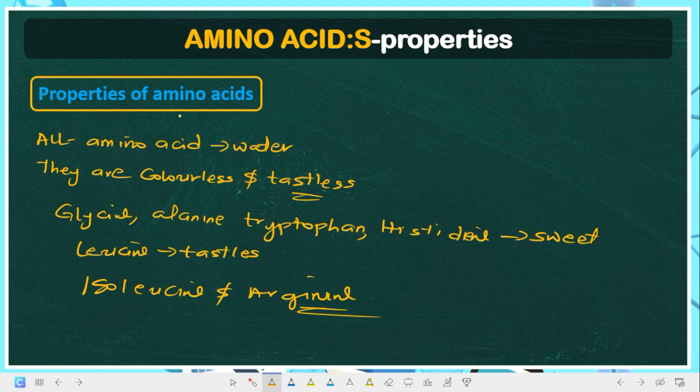Are we getting it now? They are all soluble in water. They are colorless and some of them are what? Tasteless. But glycine, alanine, tryptophan, histidine, they are sweet. Leucine is tasteless. Isoleucine and arginine are what? Bitter. Are we getting it now? So we cannot classify them as generally tasteless. Let's just say they are colorless generally. Okay, that is the properties.